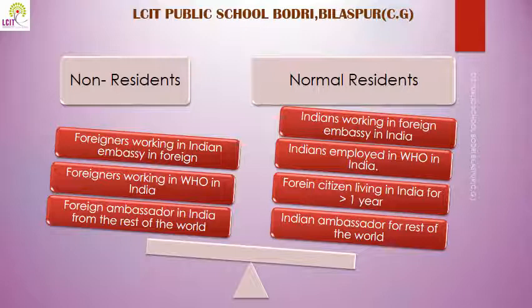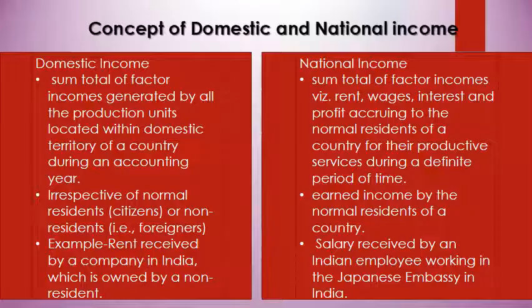And an Indian ambassador for the rest of the world. If an Indian ambassador is there in US, Australia, Japan, Europe, wherever, he will be considered a normal resident because in the same way, the Indian government is paying him the salary or compensation. The Indian government is paying from its own funds to these ambassadors, hence they will be considered normal residents and their income will be included in our own national income. Hope you got this difference.